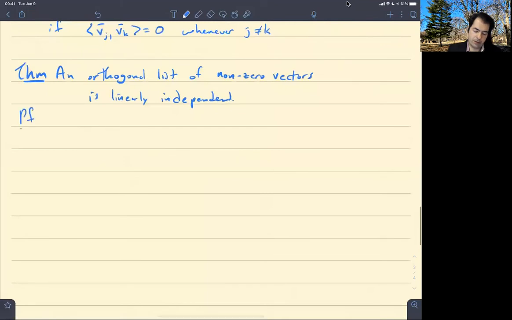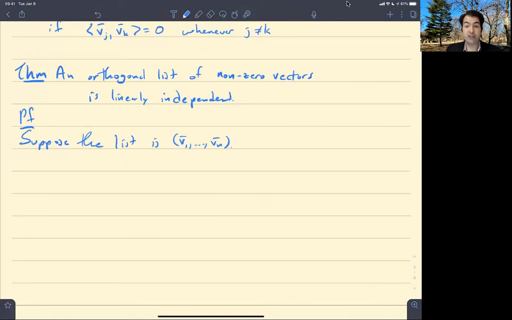Okay, so let's prove this. To prove it, let's start by just giving things names. Suppose the list is V1 through Vn. Every proof of linear independence starts the same way. You have some vectors, you want to show they're linearly independent. You start by assuming that you have a linear combination equal to 0, and then you need to show that the coefficients are 0. So that's how we start.